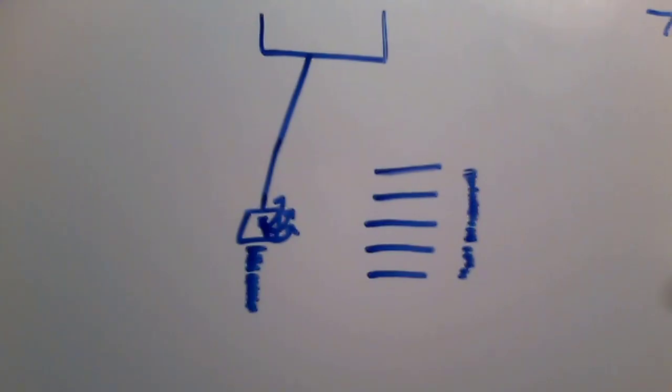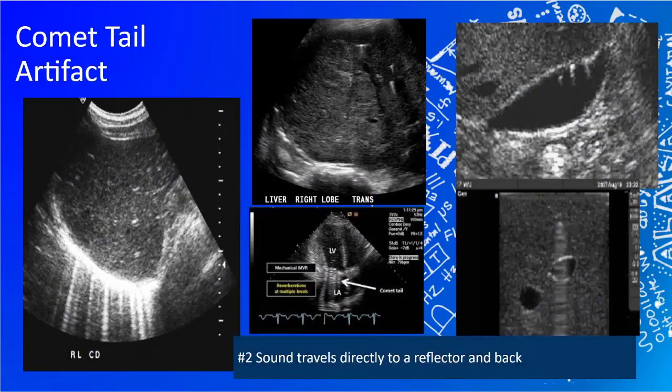As far as correcting comet tail artifact, again, maybe we don't want to. Maybe it's helping us to diagnose the patient. Otherwise, usually changing a window is going to be your main way of avoiding that ring down artifact, just because of how the sound is going to interact differently with the gas bubbles or with the crystals.